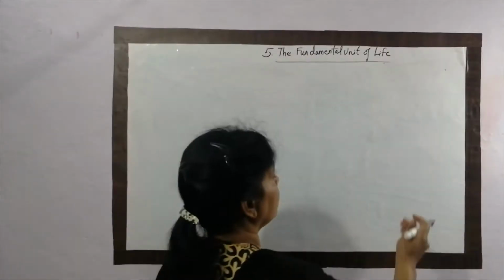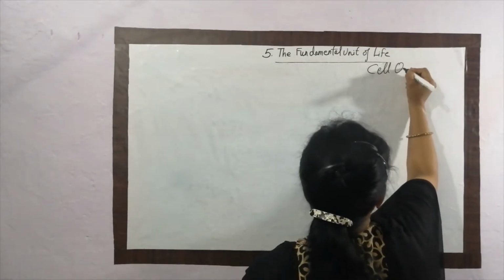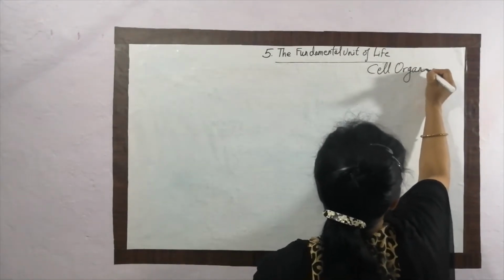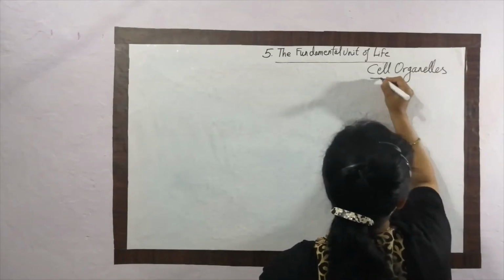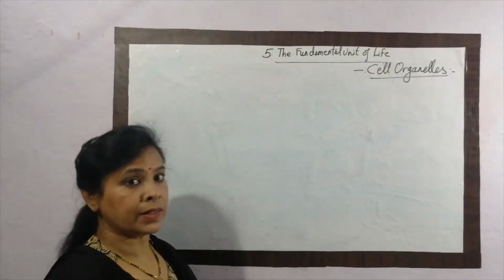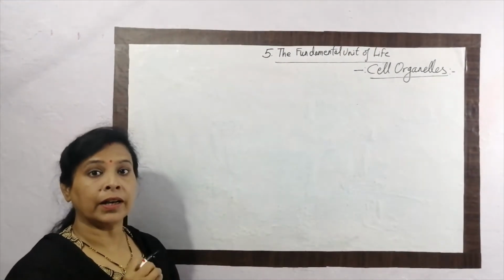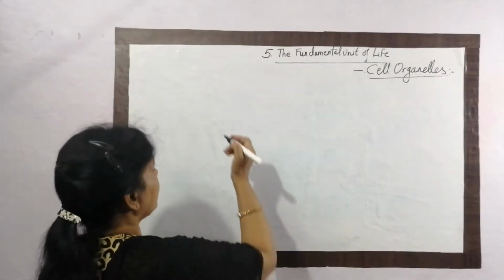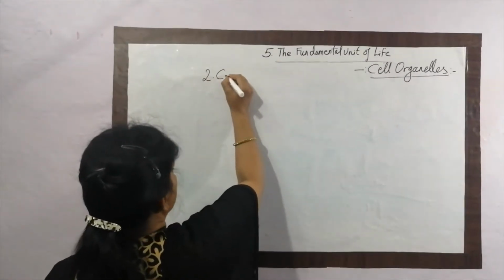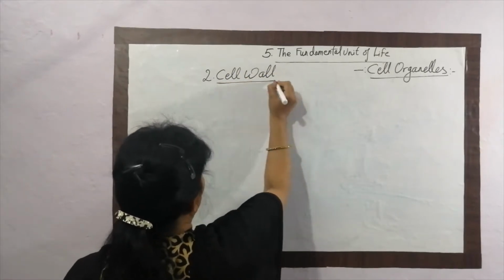Now, what is going on? In previous videos, we have studied about the cell organelles. Cell organelles are the parts of the cell. The organelles or the parts which are present inside the cell are called the cell organelles. We have studied the first cell organelle, that is the plasma membrane. Now let's move towards the second cell organelle. The second cell organelle is the cell wall.